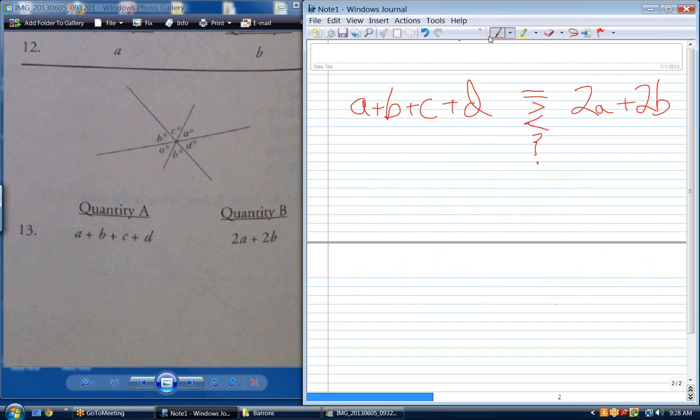And there's a better approach. If we look at which of these are equal, what can I say? Well, A is equal to A because they're vertical angles. C is equal to B, B is equal to D. Okay, those are the keys. C is equal to B and B is equal to D. And wow, that makes C equal to D.